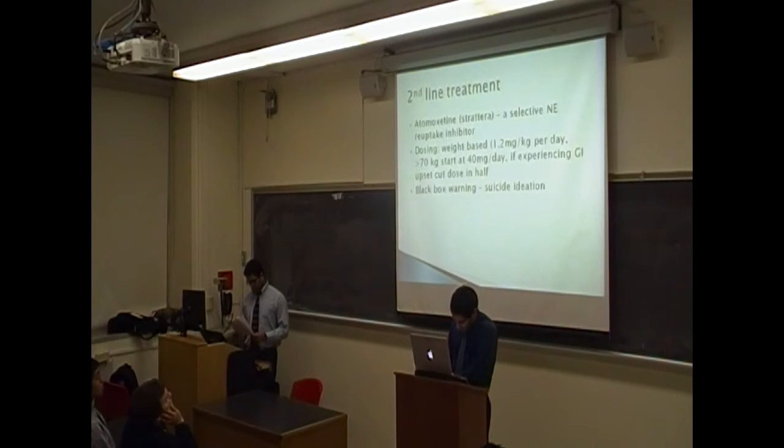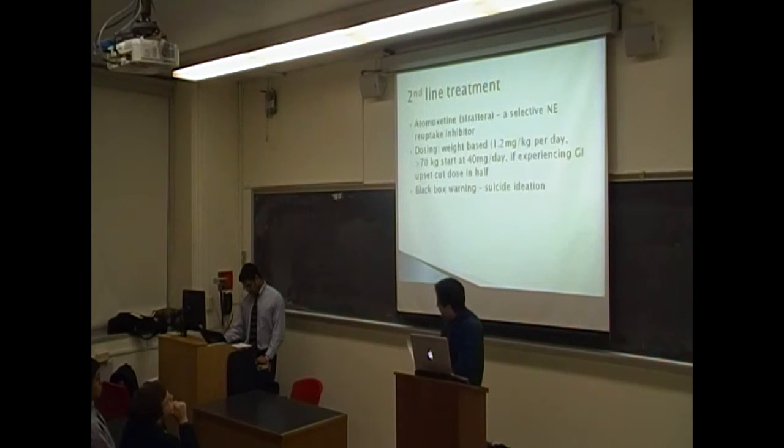Now, for second line treatments, if the parents or the child aren't going to be adherent with the first line, like stimulants, we give the child atomoxetine, which is a selective norepinephrine reuptake inhibitor. The dosing for that is weight-based at 1.2 milligrams per kilogram per day. And usually adolescents who weigh greater than 70 kilos start at about 40 milligrams per day. And if they do experience any GI upset from this, we usually just cut the dose in half.